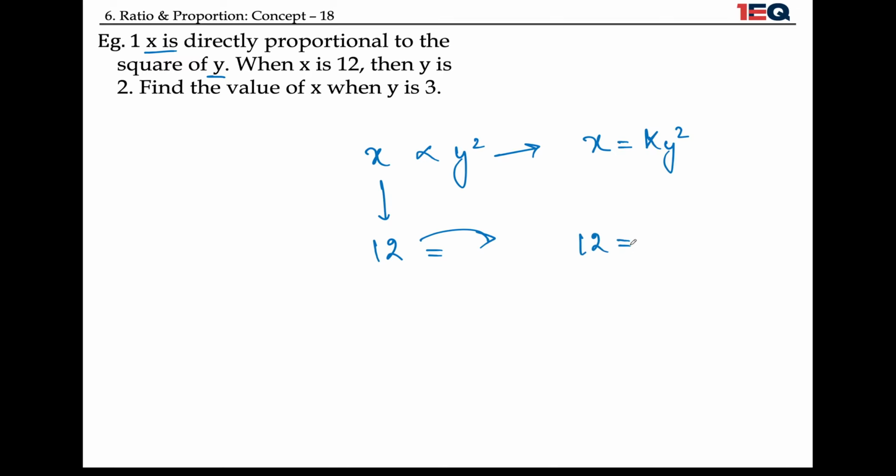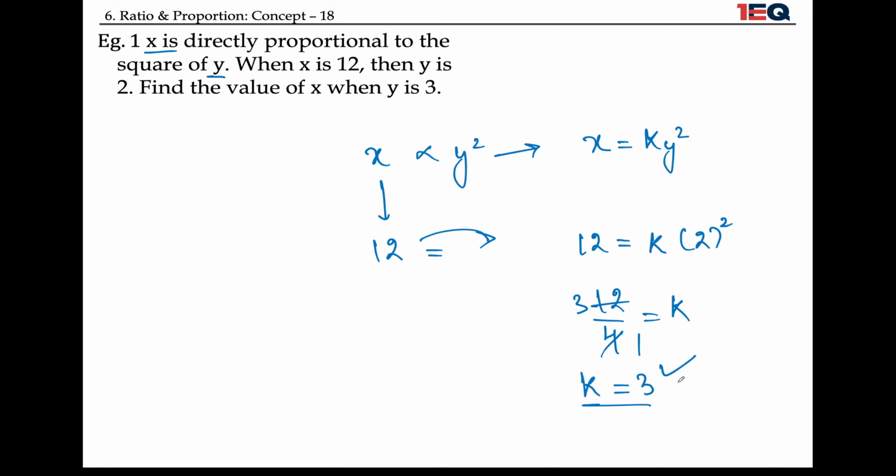x is directly proportional to the square of y. This means x is directly proportional to y square. When the value of x is 12, then the value of y. I'll firstly take you to this point where x is equal to ky square. Now it's saying that when the value of x is equal to 12, then k is as it is, and y takes up the value of 2. Then find out what is the value of k. So 12 upon 4 is equal to k. 4 ones are 4, 4 threes are 12. The value of k is nothing but 3.